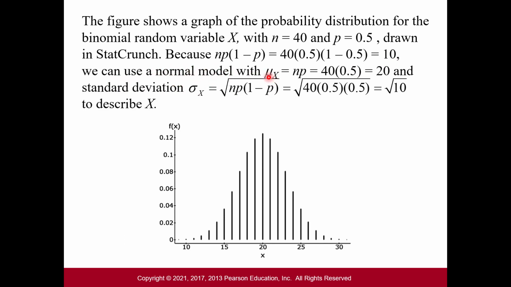To calculate mu, we do n times p. In this case, we get 20. And for our standard deviation, sigma, we end up getting the square root of 10.